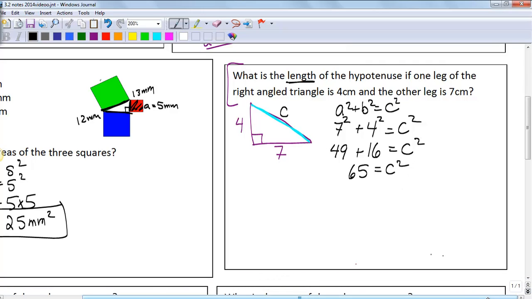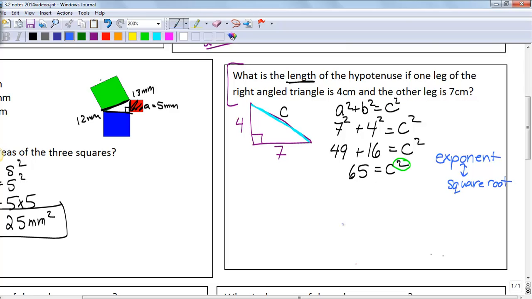So to find the length, to get rid of this exponent, I'm going to do the opposite operation. And guess what? Right? We talked about opposite to adding is subtracting. Opposite to multiplying is dividing. Opposite to finding an exponent or squaring a number is finding the square root. And that's what you guys did last time.